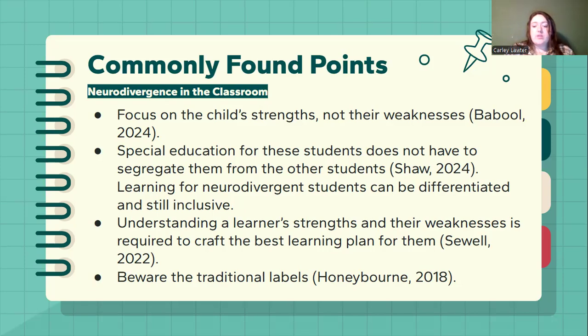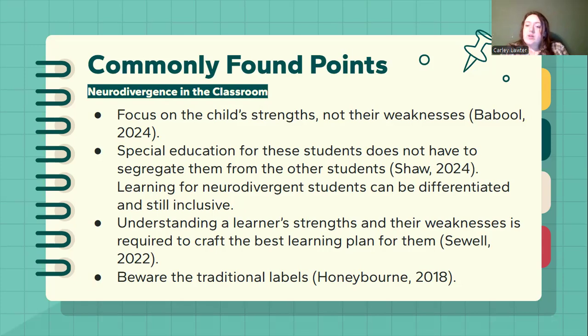Another thing that was noted by Sewell was that understanding a learner's strengths and their weaknesses is key to crafting the learning plan. If you don't understand their strengths and you don't understand their weaknesses, then you can't help them. And that goes for every student, not just the neurodivergent ones.